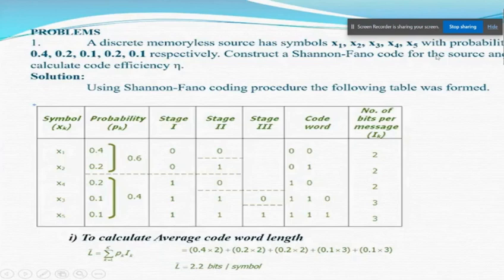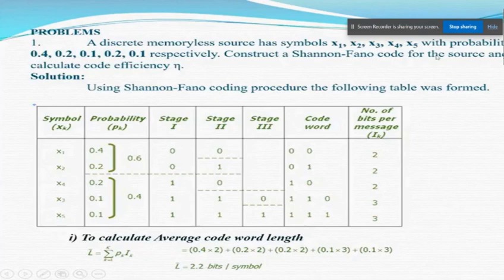Now we come to the code word. In the code word, we take the values of all the stages. For 0.4 with symbol x1, we get the binary values 00 in the code word. For 0.2 with symbol x2, we get 01 in the code word. For 0.2 with symbol x4, the code word is 10. For 0.1 with symbol x3, the code word is 110. For 0.1 with symbol x5, the code word is 111.